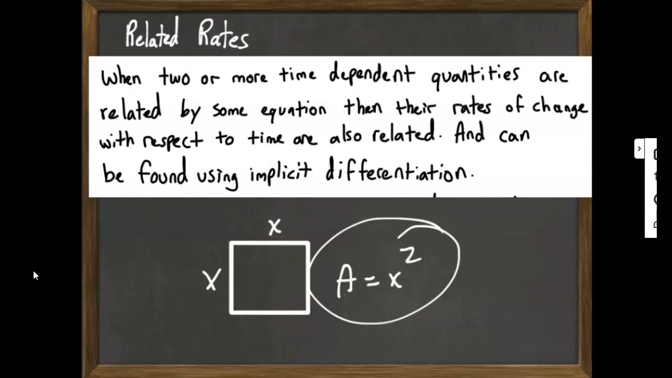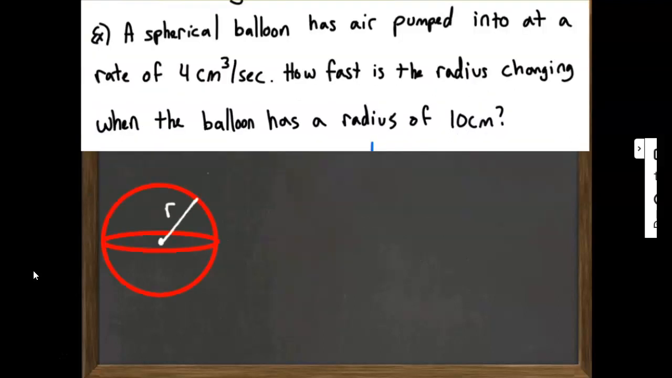We're going to now turn to an example. So let's take a look at this problem here. A spherical balloon has air being pumped into it at a rate of 4 cubic centimeters per second. We want to know how fast the radius is changing when the balloon has a radius of 10 centimeters.